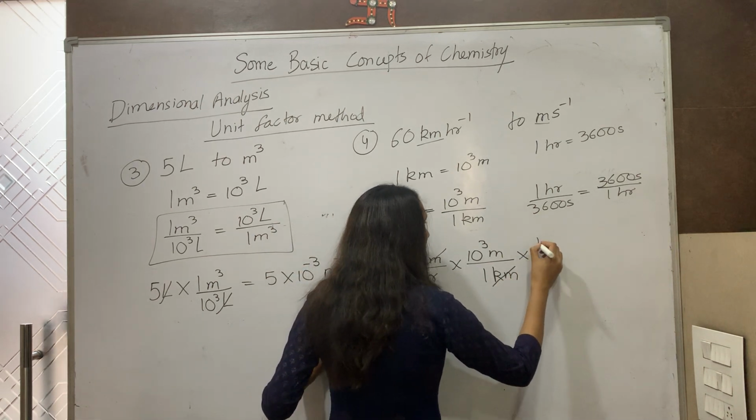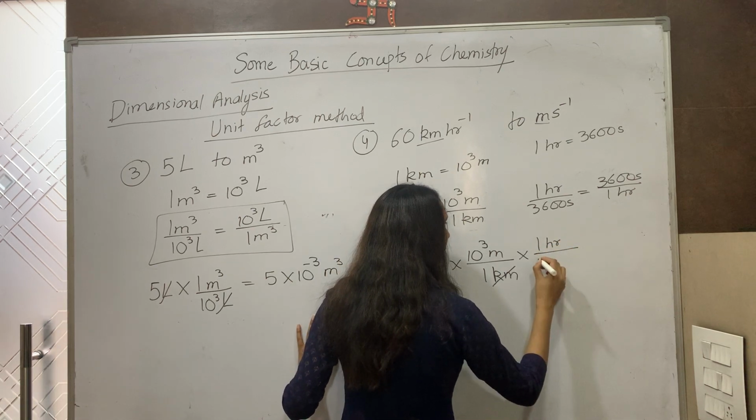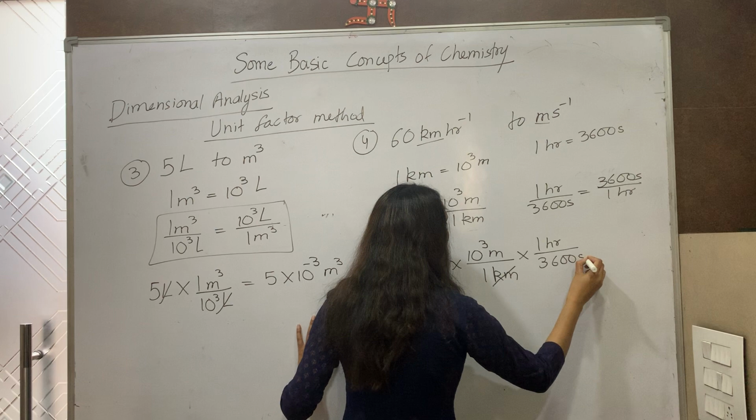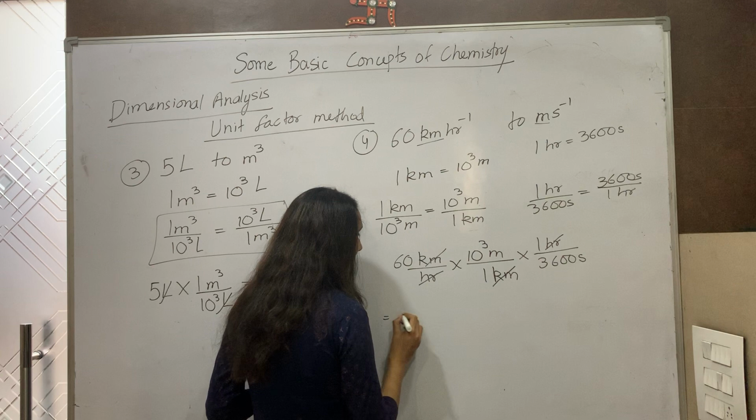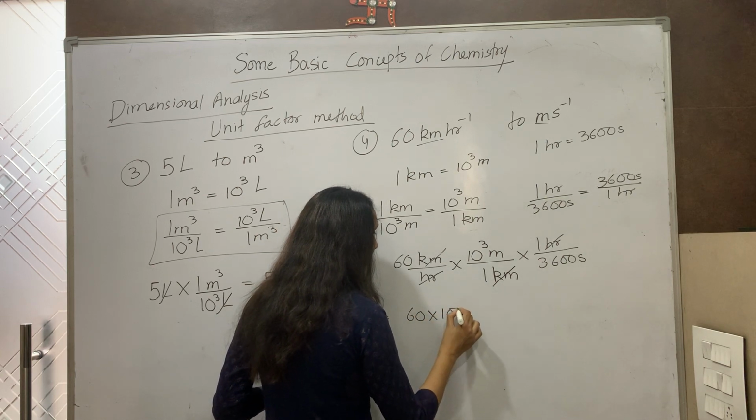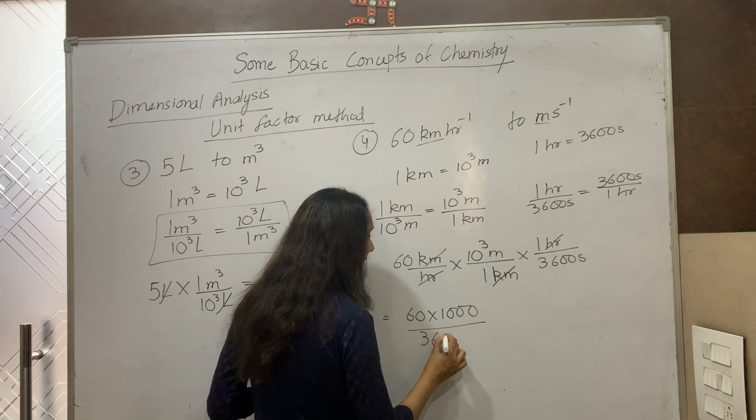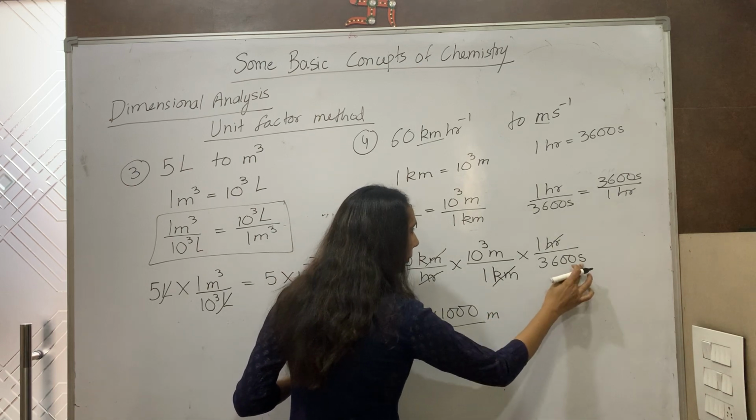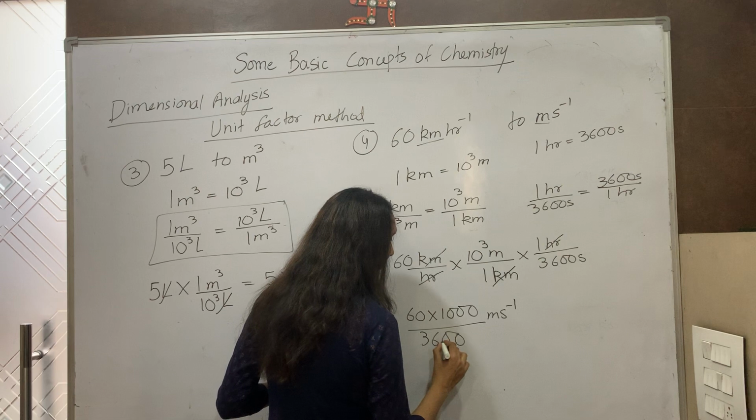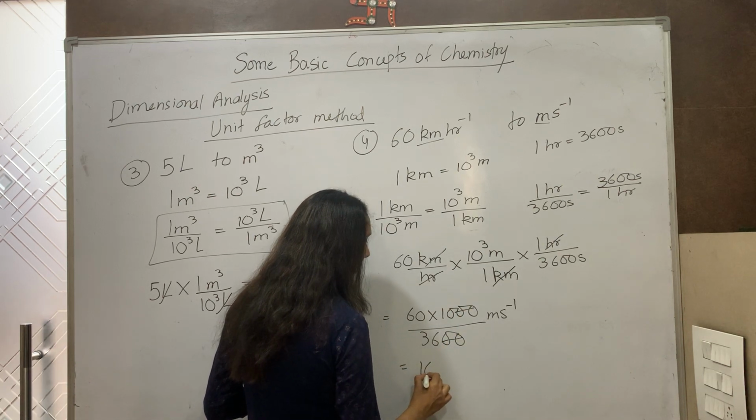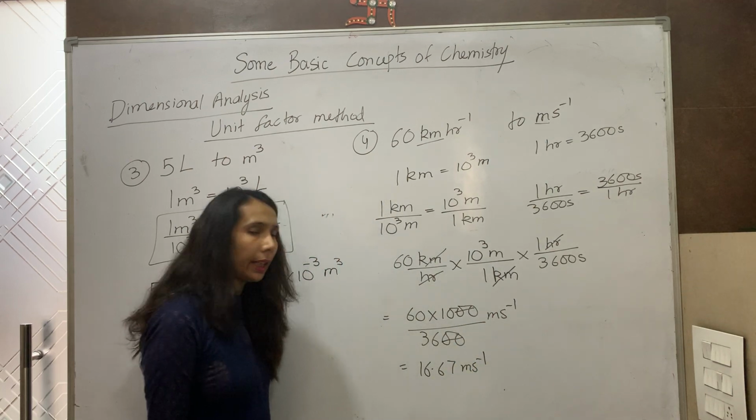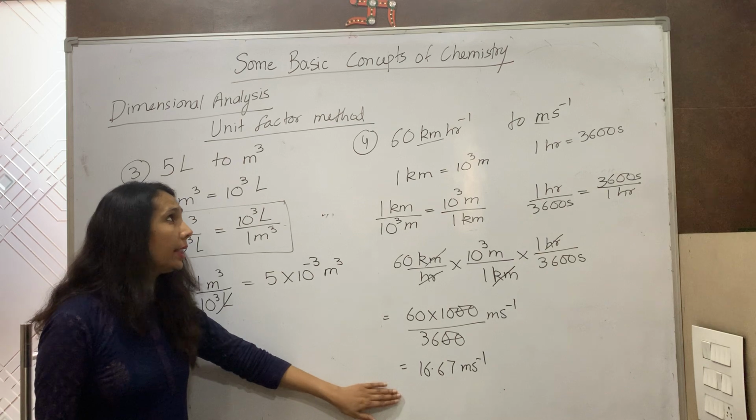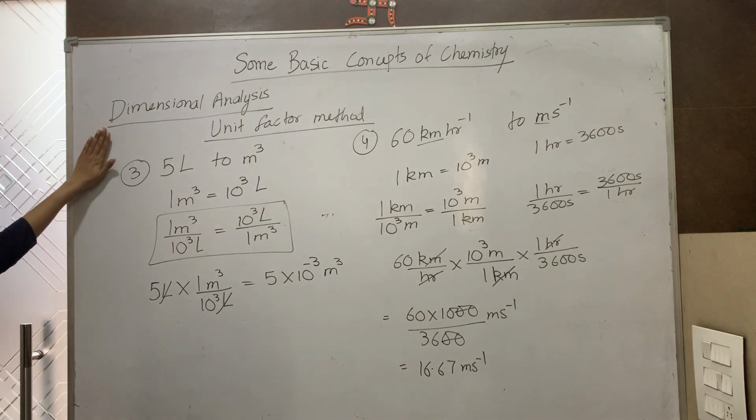So what will it be? 1 hour upon 3600 seconds. Hour and hour cancel. Solving the remaining, 60 into 10 to the power 3, that is 1000 upon 3600 meter, and when I bring second above, it is second to the power minus 1. Then I solve it, I get the answer 16.67 meter per second.